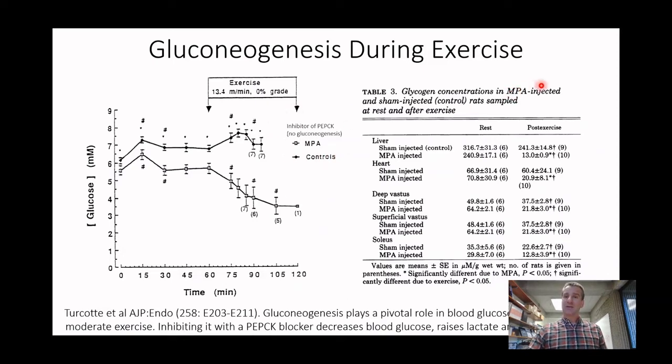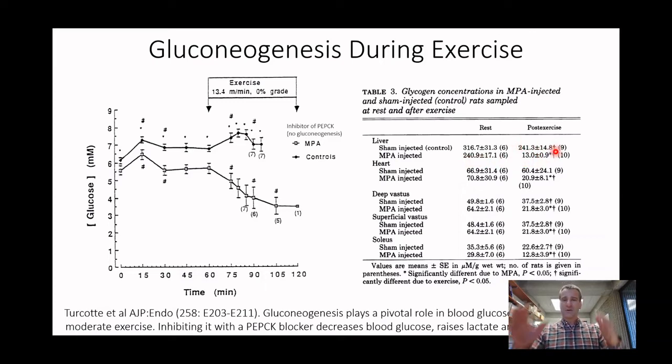gluconeogenesis. And now what we can do is take a look and see how much glycogen there is in these animals. So in the liver, sham injected, so these are the controls, you can see that they've broken down about 180 units of glycogen, and this is micromole per gram of tissue. Now let's look at the MPA injected animals. Blood glucose is dropping, so maybe we're blocking liver glucose production or liver glucose breakdown. You go from 240 at rest down to 13.